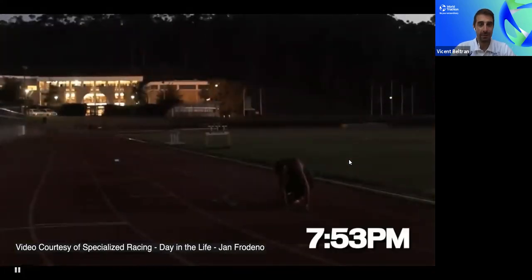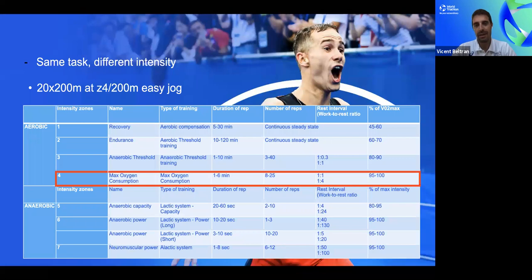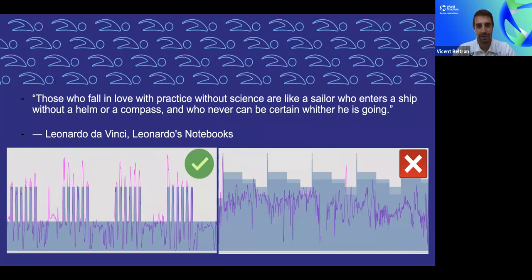So once again, talking about the importance of intensity in our sport. If instead of doing this set at race pace, which here will be like zone 3, we moved into zone 4, then the goal will be completely different. So we have the same task, different intensity, and obviously a different training outcome. And unless we keep track of what the athlete is doing, we as coaches cannot guarantee the adaptations will happen.